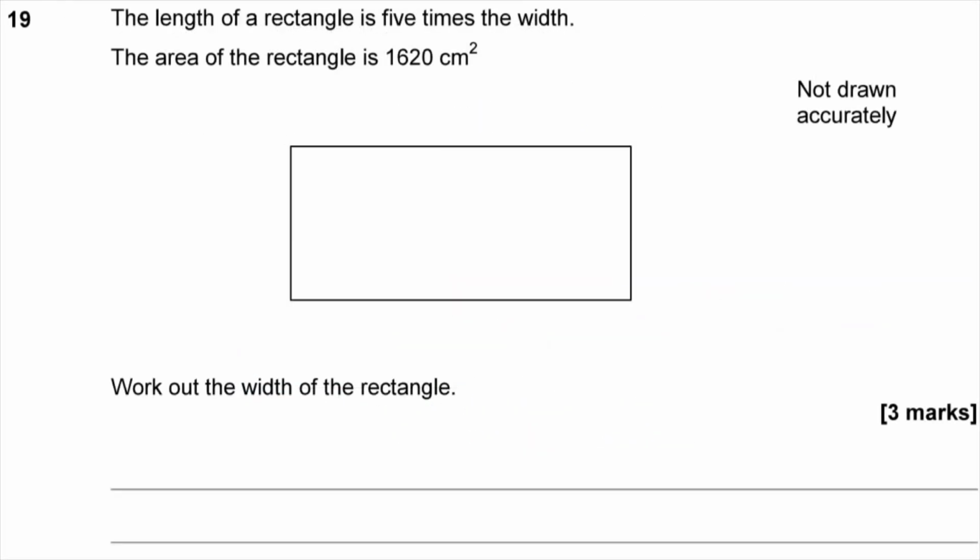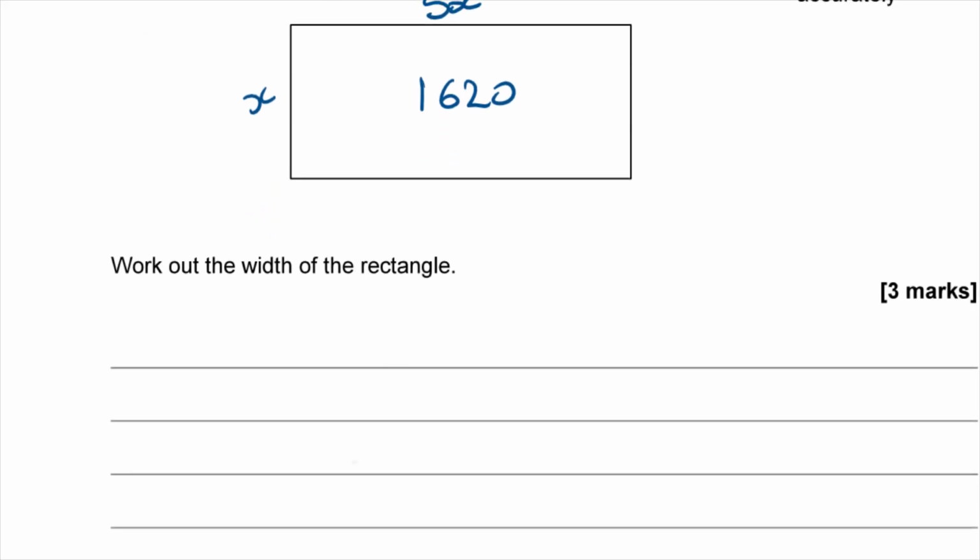Question 19. The length of a rectangle is 5 times the width, and we're told that the area of the rectangle is 1,620. We know that the length is 5 times the width, but we don't know what the width is. Let's call the width x, and therefore the length is going to be 5 times that. It's going to be 5x. So work out the width of the rectangle.